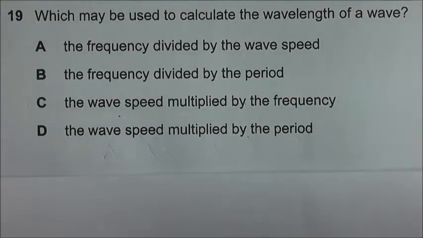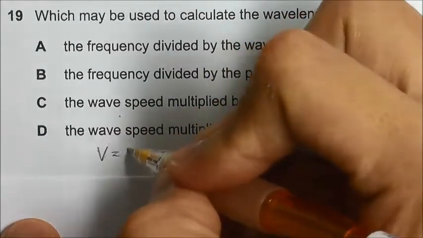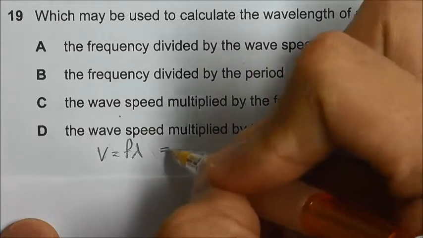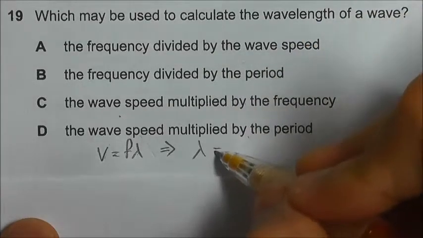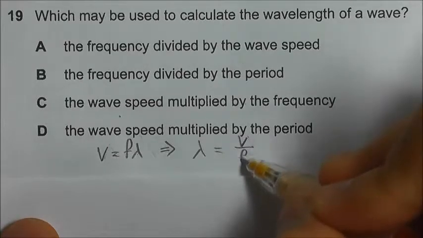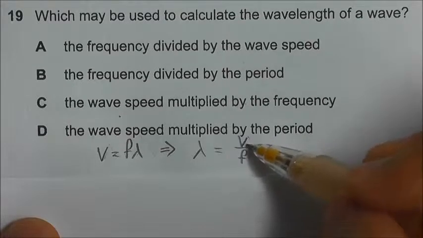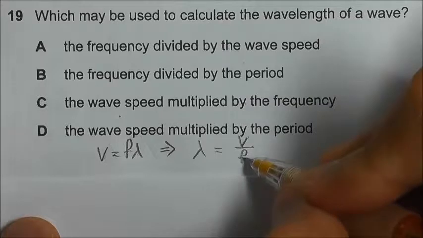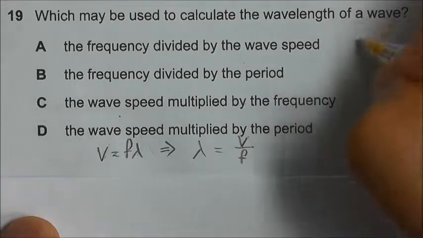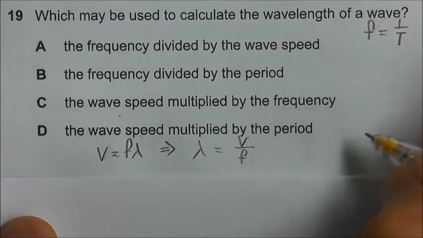In this question, we are asked how can we calculate the wavelength of a wave. Okay, so we can use the wave equation. V is equal to F lambda. So the wavelength is actually equal to the speed divided by the frequency. If you look through the 4 options, you cannot find the speed divided by the frequency. So what we can do is that we can represent frequency in terms of period. As we all know, frequency is equal to 1 over period.